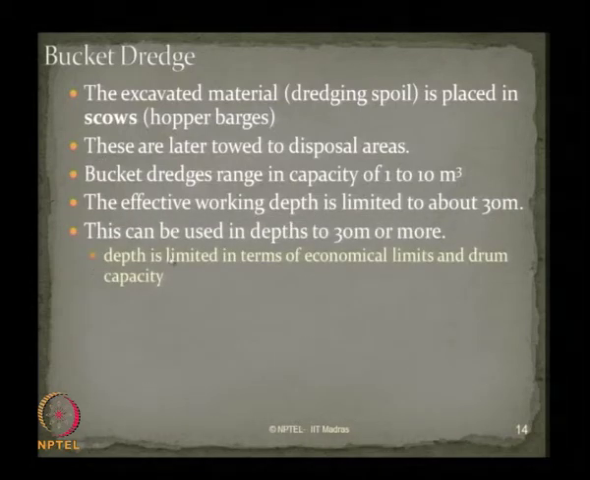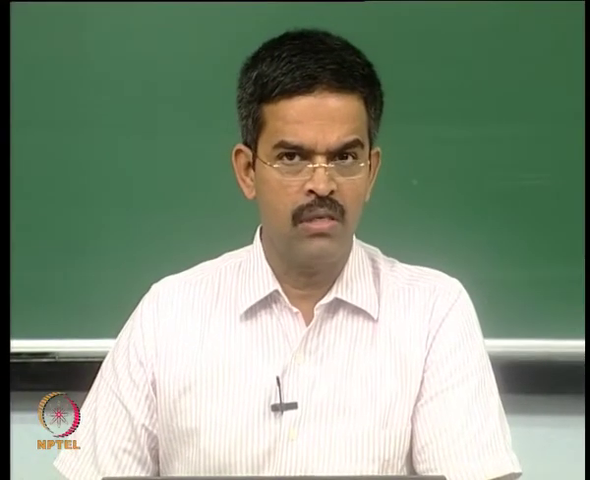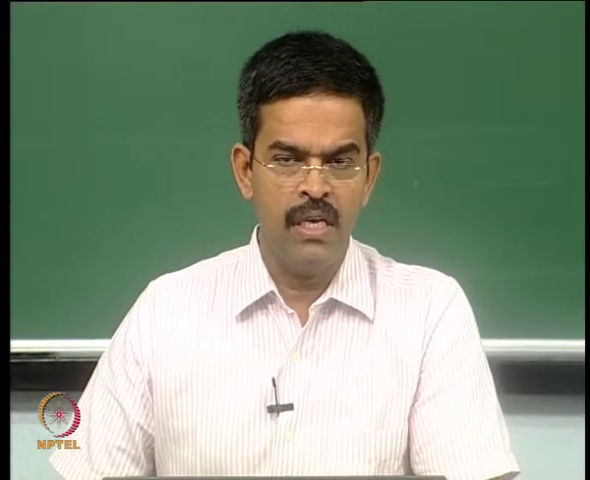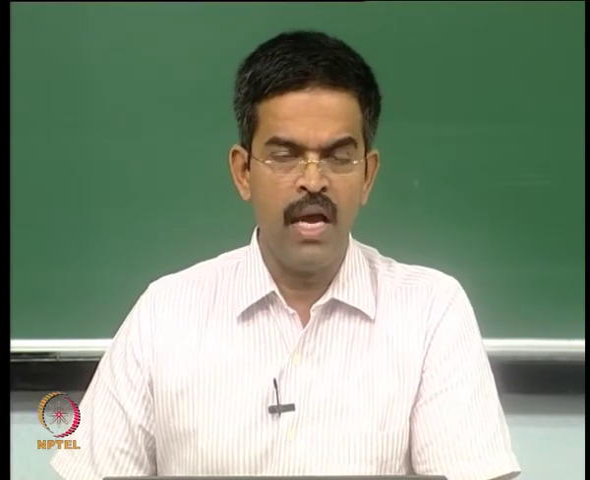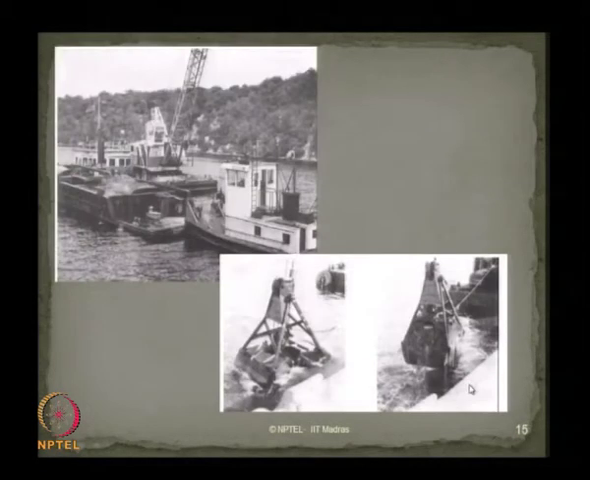This can be used in depths of 30 meter or more, but the depth is limited in terms of economic limits and the drum capacity, because as we saw in the last lecture, dredgers are chosen according to, very interestingly, the depth of operation and the type of material which is to be dredged from the site. The bucket dredger is not a self propelled system, but it can move itself over a limited area during the dredging process by the manipulation of spuds and anchors.